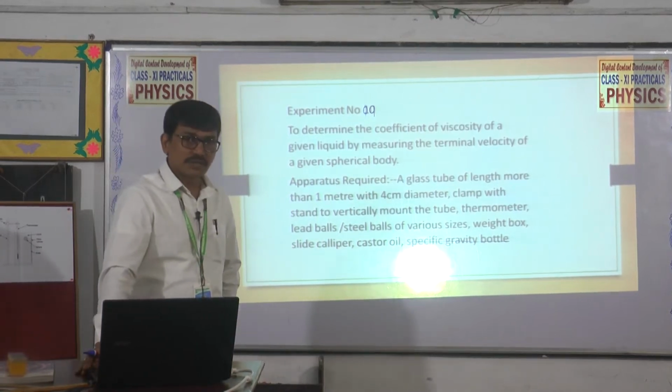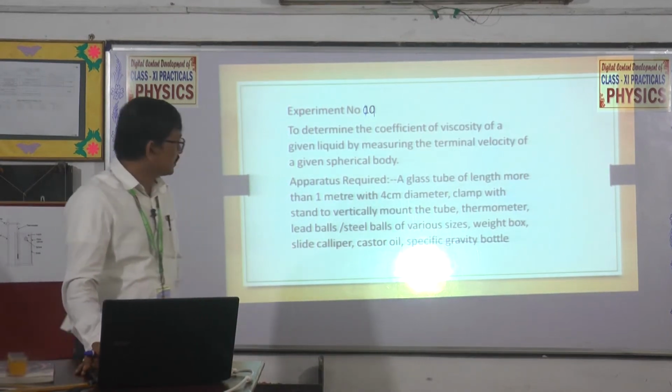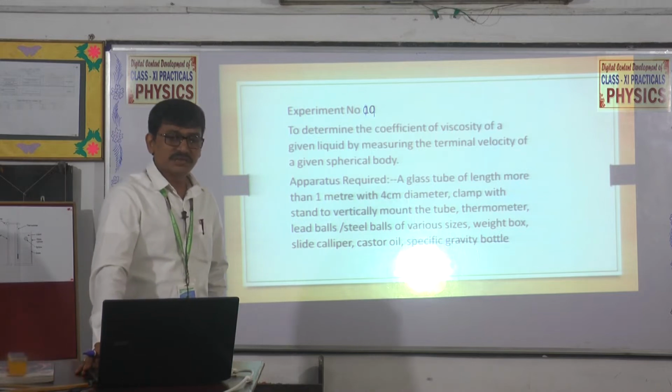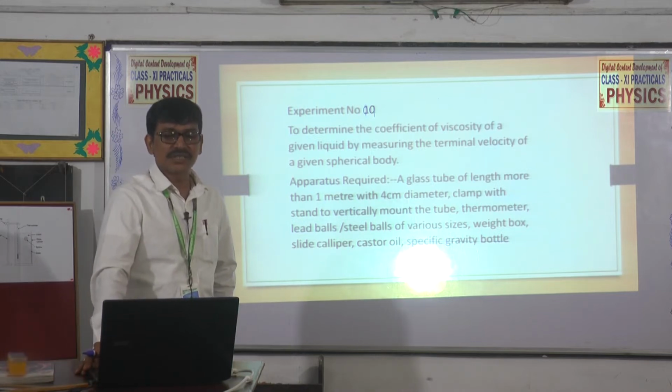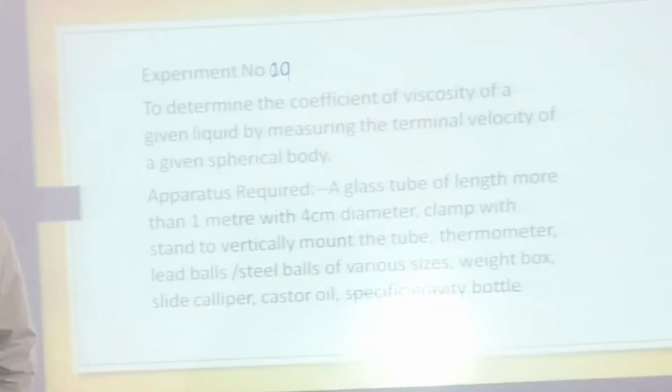Okay, students, now we'll discuss experiment 9. The aim of the experiment is to determine the coefficient of viscosity of a given liquid by measuring the terminal velocity of a given spherical body.